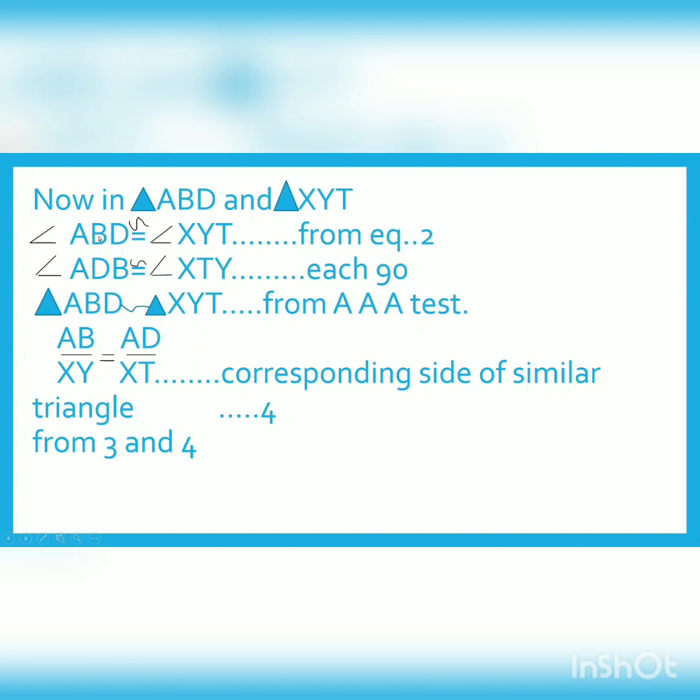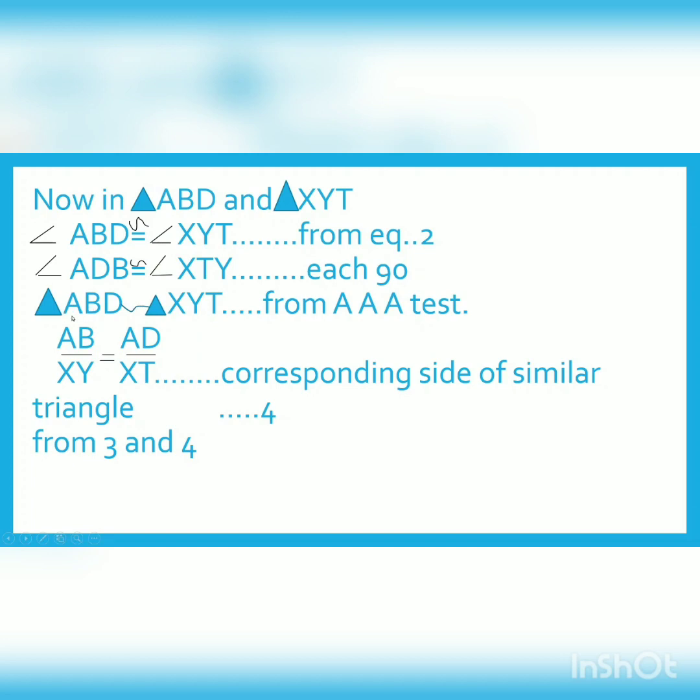In both triangles we show angle ABD congruent to XYT and angle ADB congruent to XTY. So you can say triangle ABD is similar to triangle XYT. Which reason? AA test. In both triangles we show two angles are equal, so from the AA test we can say triangle ABD is similar to triangle XYT.